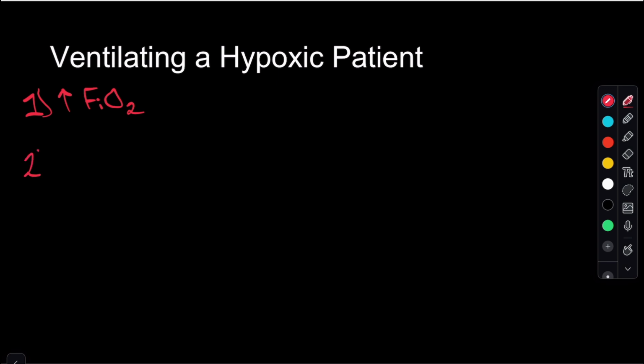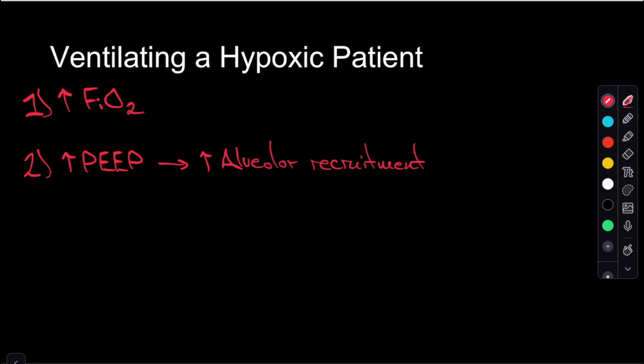And the second is a little less intuitive, but increasing your positive end expiratory pressure, or PEEP. The idea of increasing your PEEP is if you increase PEEP, then you can improve your alveolar recruitment, and that increases the surface area where gas exchange can occur. And then if you do that, that can improve your gas exchange and increase your oxygenation.